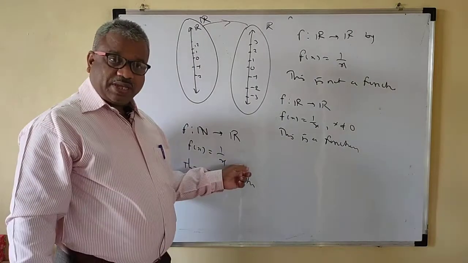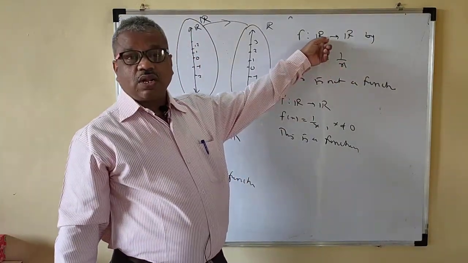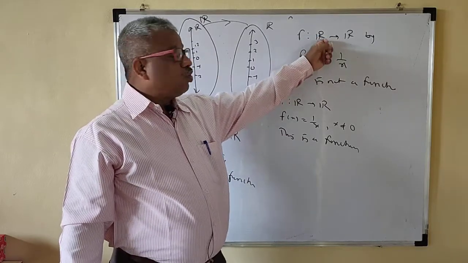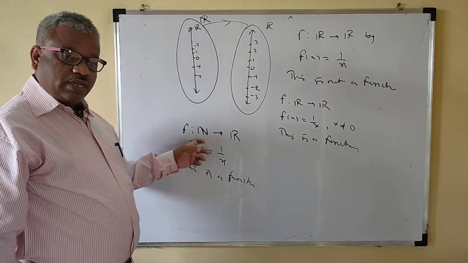Now see here, we have not mentioned x not equal to 0. If you do not mention x not equal to 0, your domain is the set of real numbers. So 0 is in the set of real numbers. 0 is here, but 0 is not here, right? So this is the meaning.